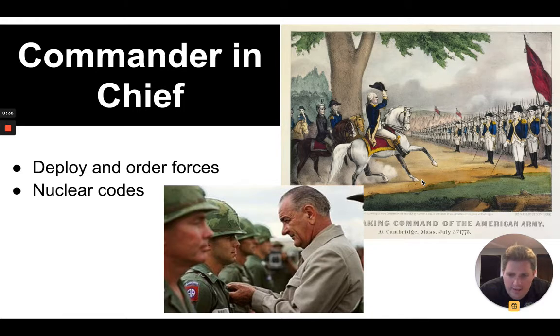That means the president is technically in charge of deploying troops and ordering those forces to do things. Essentially, the boss of the generals. And in fact, George Washington showed this when he actually led troops as president. He led troops against the Whiskey Rebellion, which was going on in western Pennsylvania. He took troops from, I believe, Virginia and some of the East Coast states and took them to western Pennsylvania to put down a rebellion against taxes. So the president can literally lead and order the troops. That is part of his job.